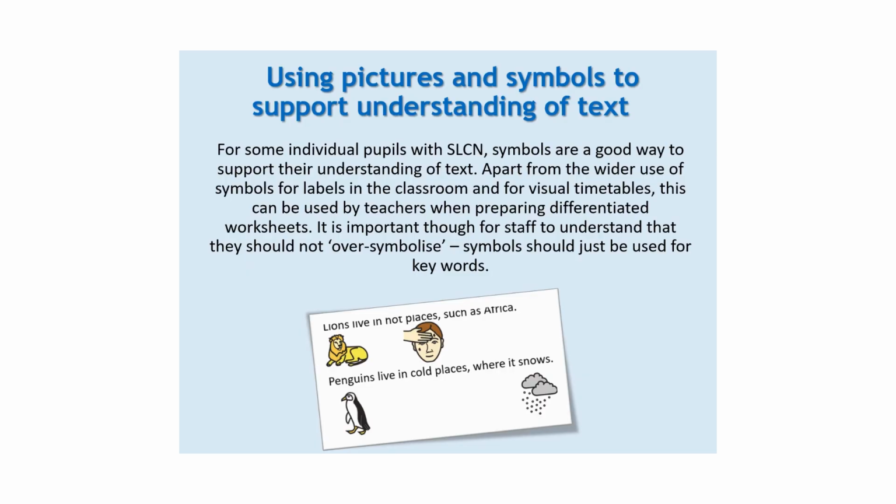Using pictures and symbols to support the understanding of text. For some individual pupils with SLCN, symbols are a good way to support their understanding of text. Apart from the wider use of symbols for labels in the classroom and for visual timetables, this can be used by teachers when preparing differentiated worksheets. It is important though for staff to understand that they should not over-symbolize. Symbols should just be used for key words.